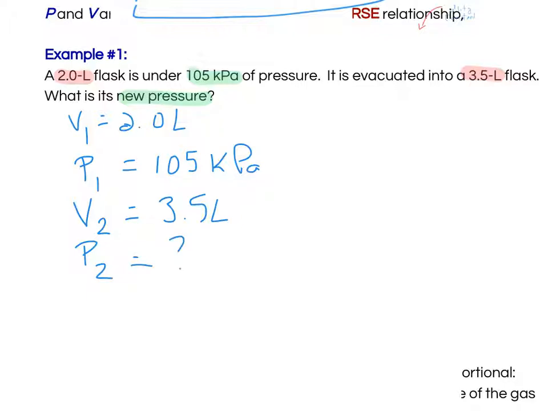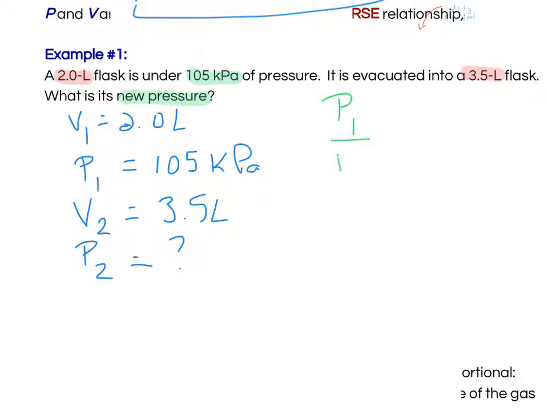P2 is my unknown. There I've written out my givens, and that allows me to see, because we will have multiple equations for the rest of this unit, which of the formulas I need to use. I know that as the volume goes down, the pressure goes up. My volume went up, so I'm going to expect that my pressure value for P2 is going to be lower than my 105 kilopascals. The formula that I gave you, that we worked through, was this one.